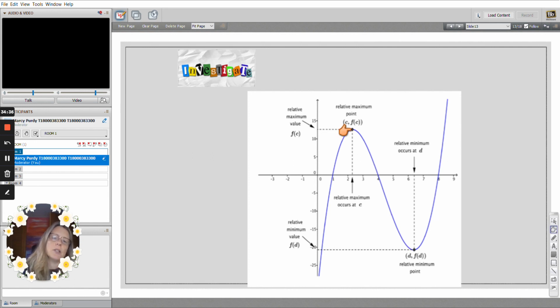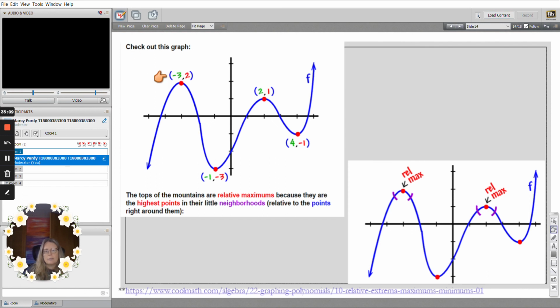So these are always ordered pairs. And what we need to remember is that the y value of the ordered pair is the actual maximum or minimum. The x value of the ordered pair tells you where it occurs. So we'll take a look on a couple of slides here, but like I said, the y value, because that's the height, is the actual maximum or minimum, and then the x value of the pair tells you where it occurs.